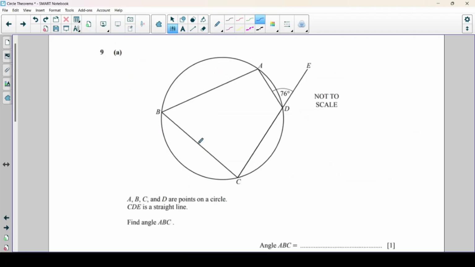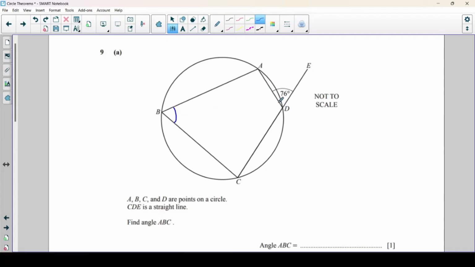This question gives us these 4 points on a circle, and straight away you should notice that we have a cyclic quadrilateral because all of the 4 points are on the circle. And we're told that this is a straight line, and we're asked to find angle ABC. Okay, ABC, so that's the angle we're trying to find.